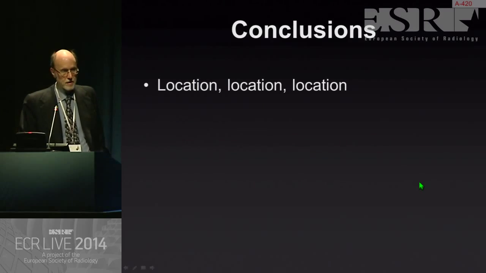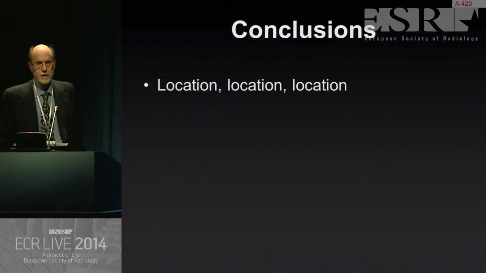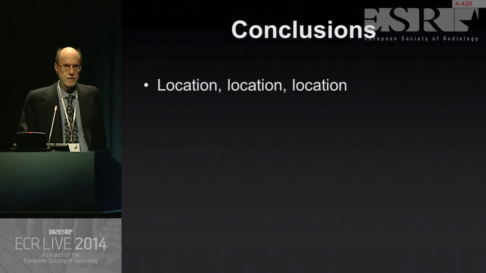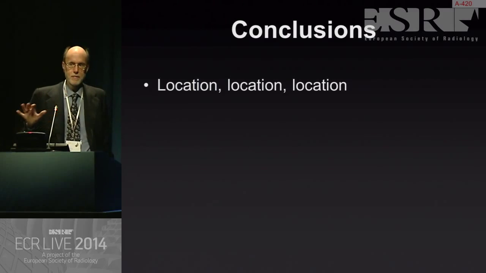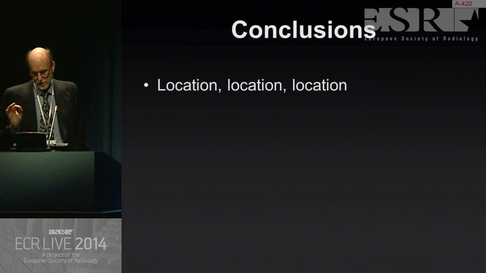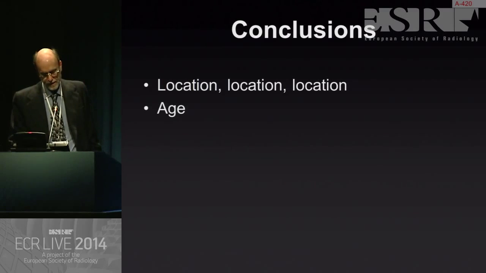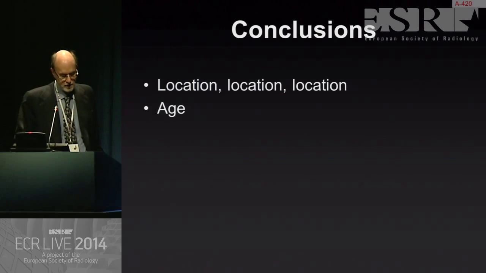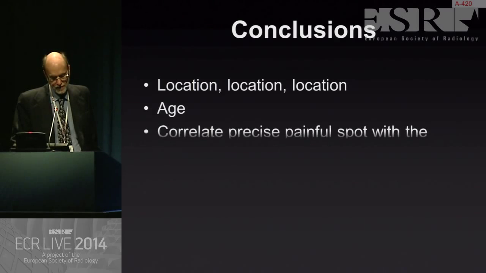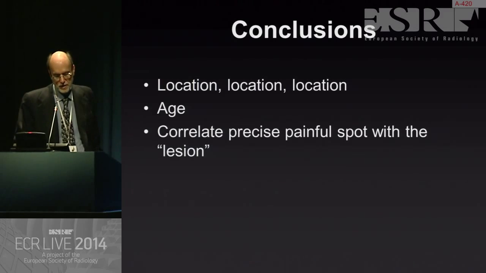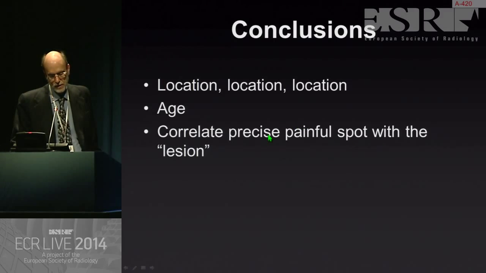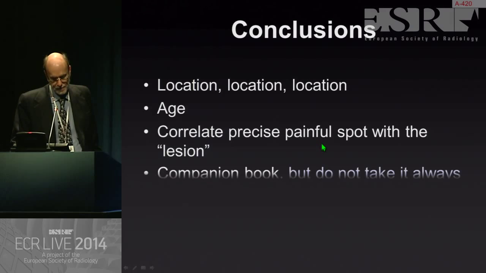So the conclusions would be we have always to evaluate the location, which bone is involved, which segment of this bone is involved, because there are many normal variants that are very, very characteristic of these areas. The age, we've seen that it's important to differentiate, especially the neonate from all ages. We have to correlate the precise painful spot if the patient is available with a lesion or the pseudo-lesion, because sometimes there isn't any correlation, or many times when there are normal variants, there is no pain.